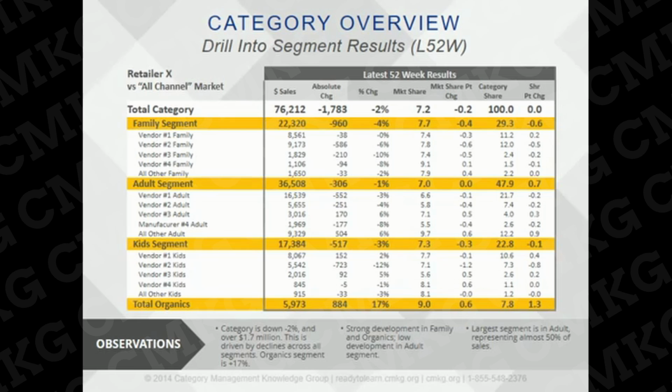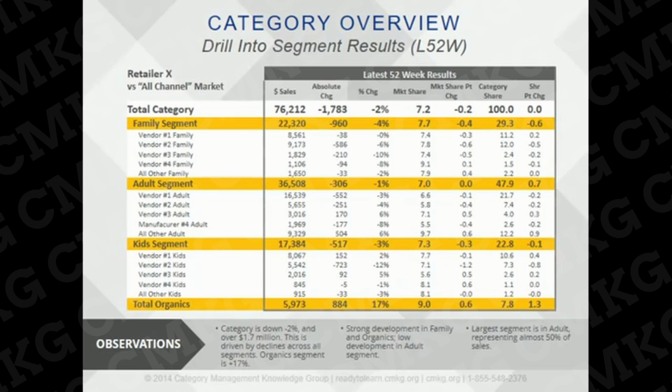Organics is an important and fast-growing segment that's kept separate from the others. It's important to note that organics is also incorporated into the family, adult, and kids segment results, so the numbers are duplicated. If you add up the volume for family, adult, and kids segments, they equal the total category numbers. Take about 2 minutes to look at the results on this page, and as the category manager, try to identify some of the key numbers of concern in this report.